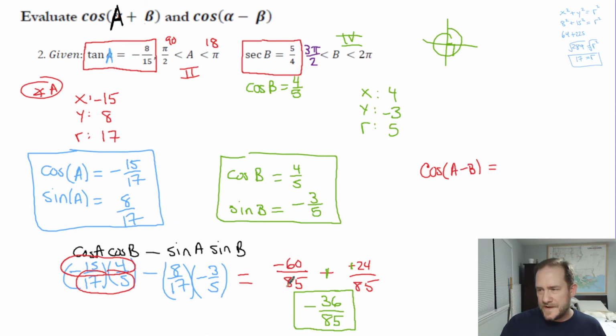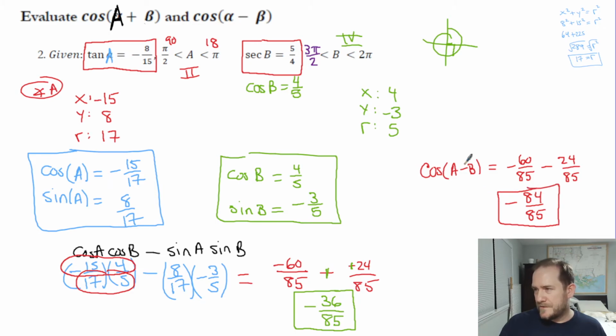So it'll be the negative 60 over 85. And where this changed to plus, we'll have a plus, a negative, so it really will be minus the 24/85. Which means we're going to get about as close to negative 1 as you could ever get. We'll get negative 84 over 85. And that should be the answer to what the cosine of a difference is. What'd you say? You don't believe me? Okay, that's fine. It's your prerogative.